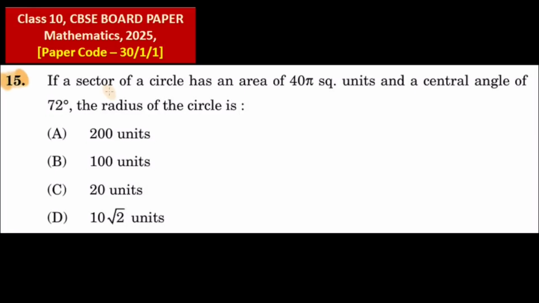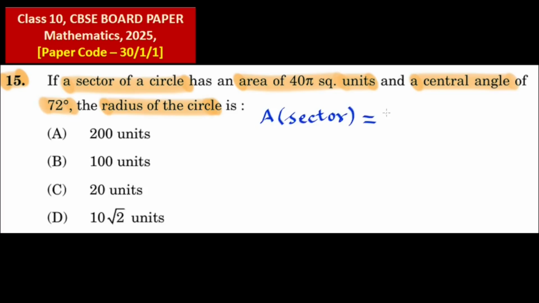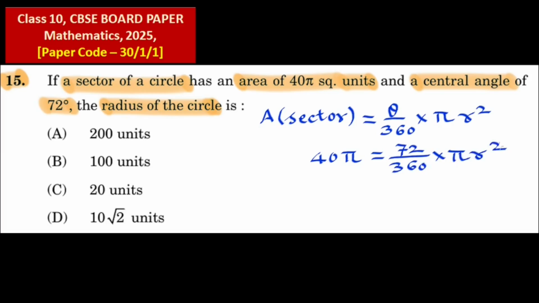Question 15. If a sector of a circle has area 40 pi square units and central angle 72 degrees, we have to find the radius of the circle. We have area of sector equals theta upon 360 into pi r square. So 40 pi equals 72 upon 360 into pi r square.